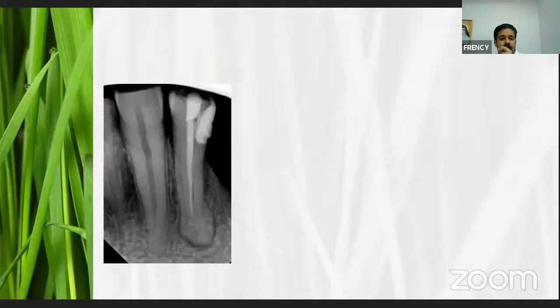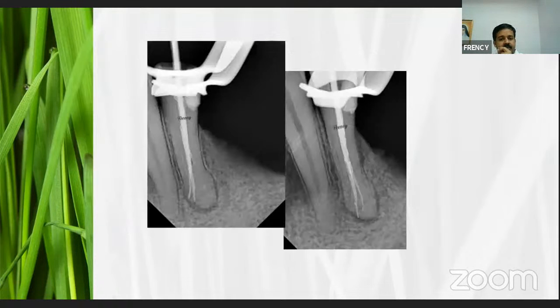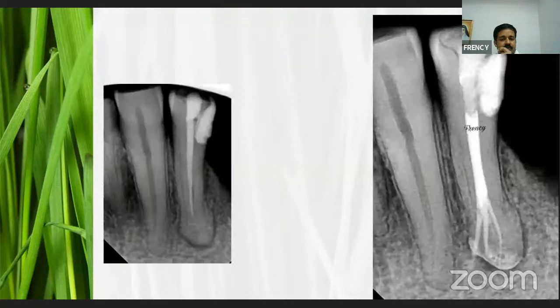Here you can see a lower premolar with apical periodontitis. So when RCT started, there was a deep split. These are not easily visible in the radiograph, but you can get that feel. I was not able to place the cones simultaneously inside the canals. So you can see the three cones are not simultaneously going. So I operated the first two canals.